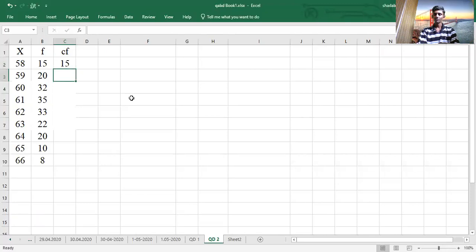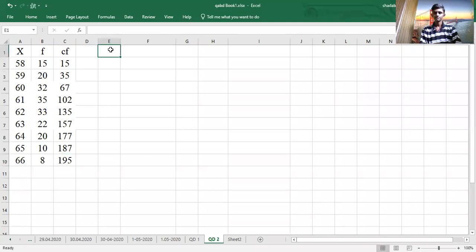15 plus 20 is 35, 35 plus 32 is 67, 67 plus 35 is 102, 102 plus 33 is 135, 135 plus 22 is 157, 157 plus 20 is 177, 177 plus 10 is 187, 187 plus 8 is 195. This is our cumulative frequency.